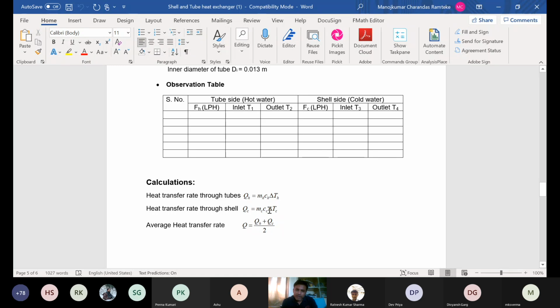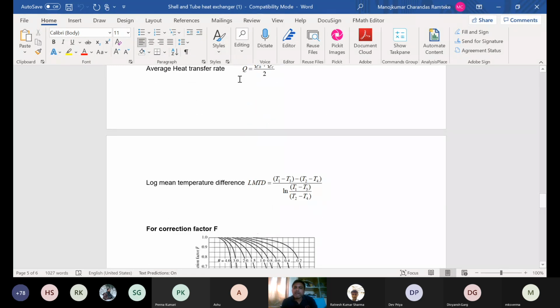Yes, sir. Okay, so once you get this average heat transfer coefficient, and you also know the inlet and outlet temperature for both the streams, you calculate LMTD, which is nothing but log mean temperature difference. Is it clear to everyone? Okay, so why is LMTD being used? Why not just the plain temperature difference here?